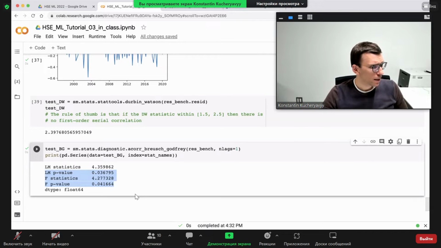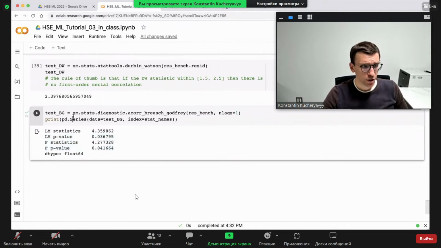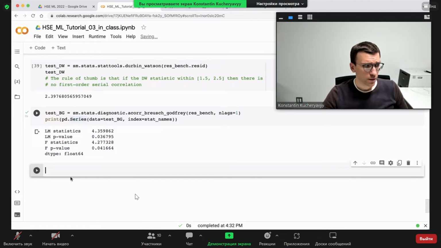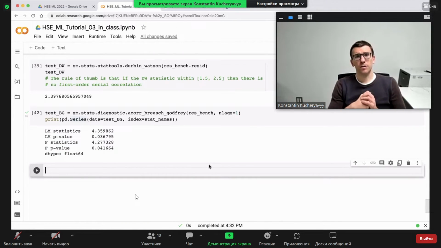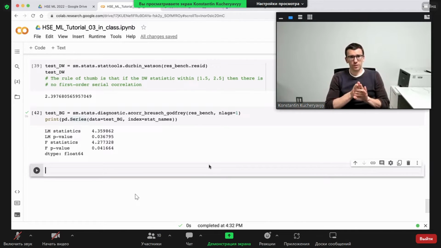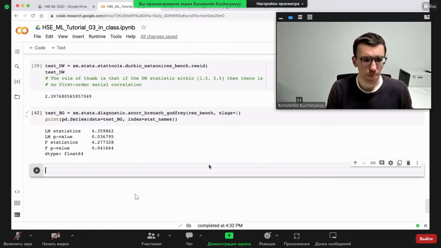Now, the last thing that we would check would be normality of the residuals. Normality of the residuals is not needed for any of the inference results, but usually if residuals are not normal, again, this might be an indication that we should use some different model.